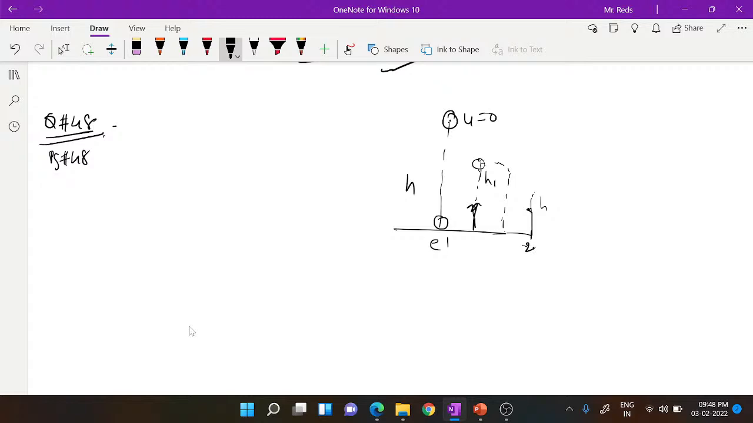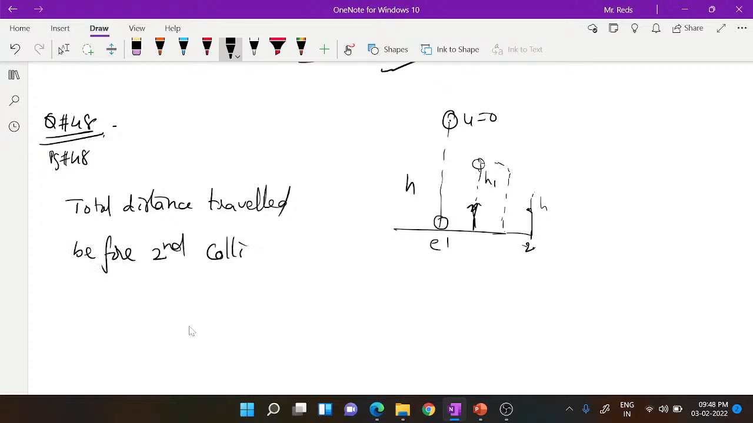So you can say the total distance traveled before the second collision is d is equal to, before the first collision the distance traveled is h, plus after the first collision it has traveled 2h1 before the second collision. This is the total distance traveled.